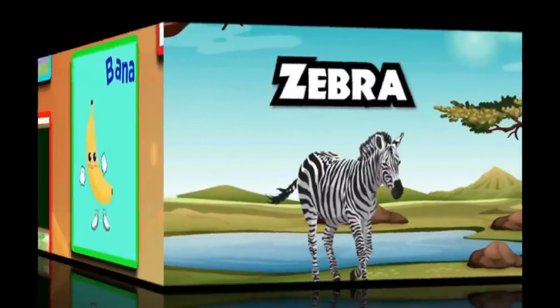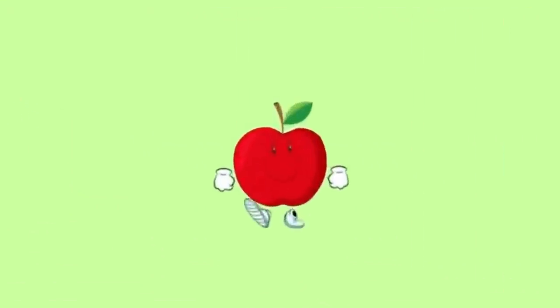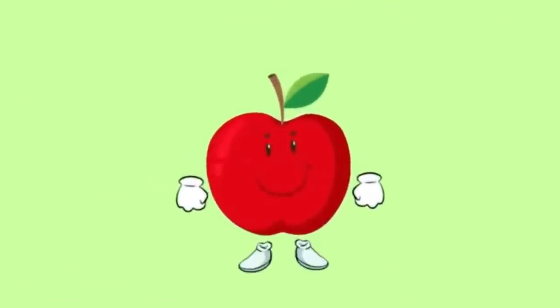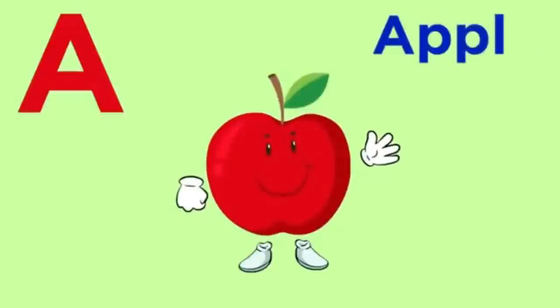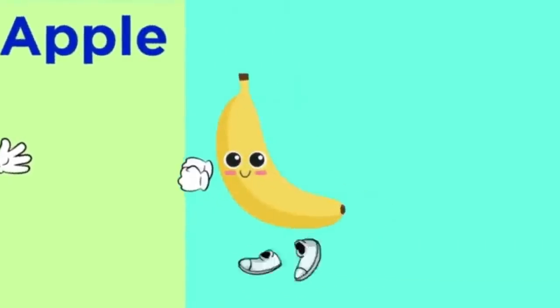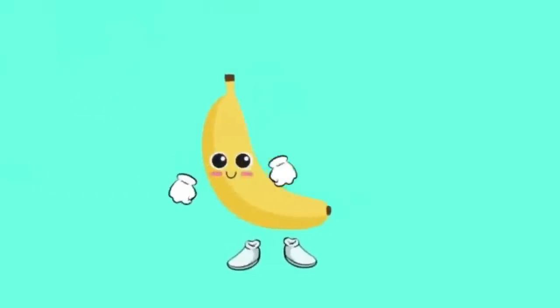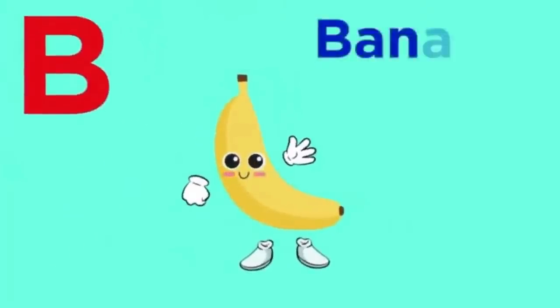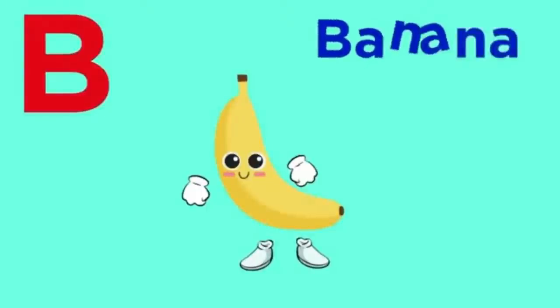Z is for zebra. Z-E-B-R-A, zebra. A for apple. A, P, P, L, E, apple. B for banana. B, A, N, A, N, A, banana.